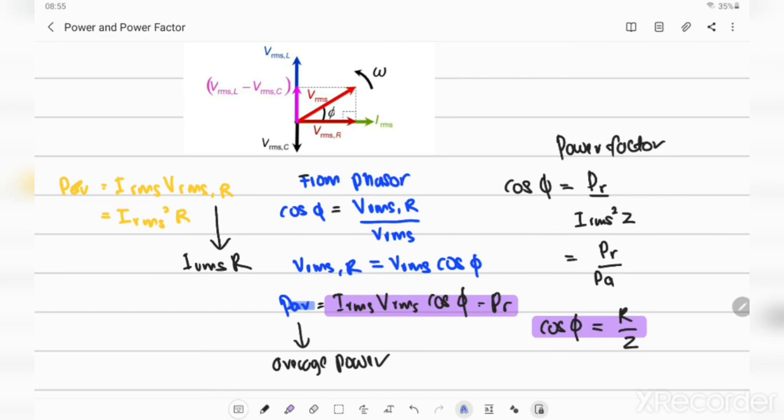The power factor can be calculated using the equation cos phi is equal to P, the real power, divided by I RMS squared multiplied by Z, or you get the real power divided by the apparent power. PA here stands for the apparent power, right? So average real power, okay? Or you can use this equation also, which is cos phi is equal to R divided by Z, to calculate the power factor.